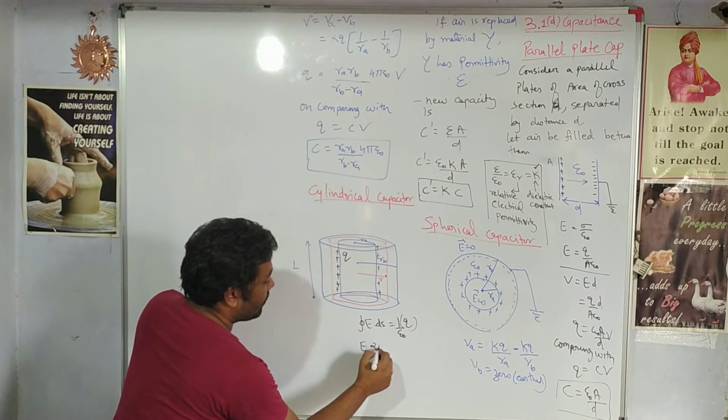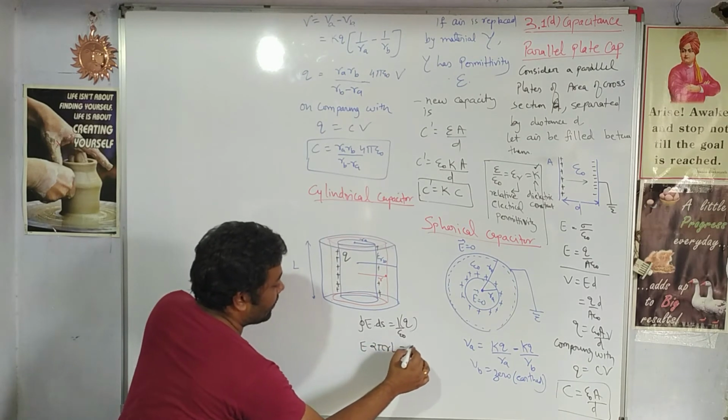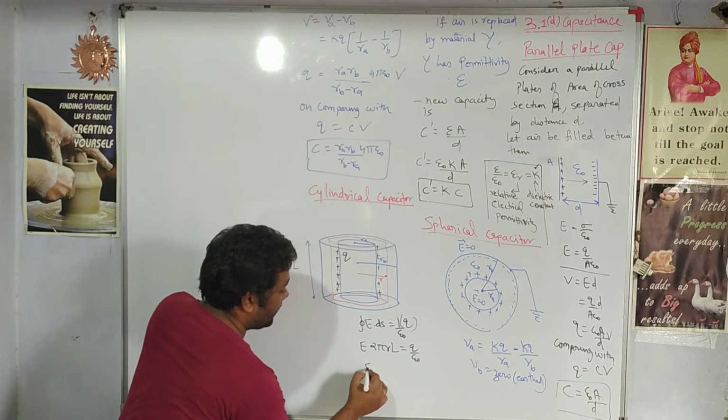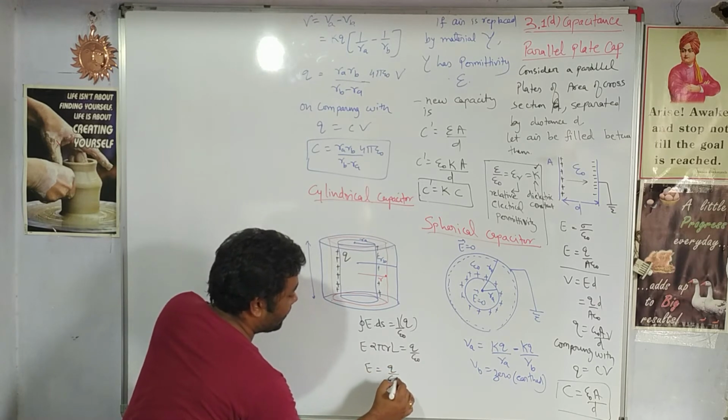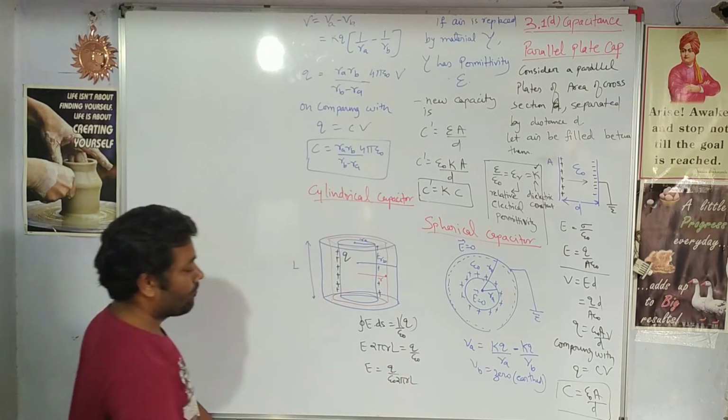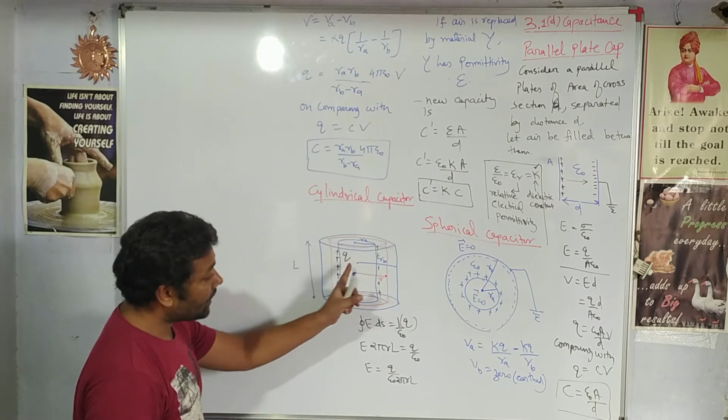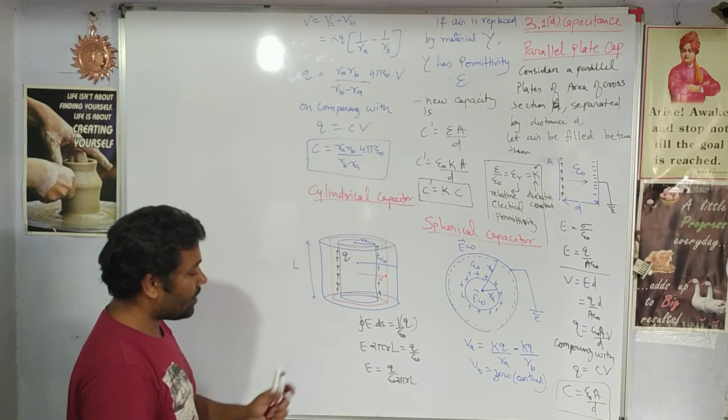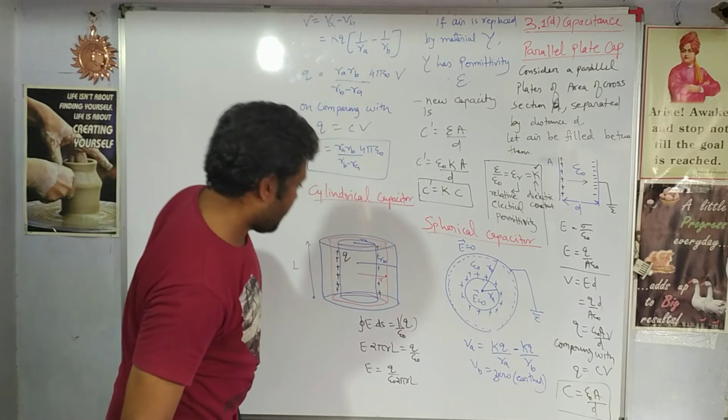It is 2 pi RL. So that is Q by epsilon naught. So electric field is Q by epsilon naught 2 pi RL. Right? This is the electric field in between the conductors. What will be the potential difference?